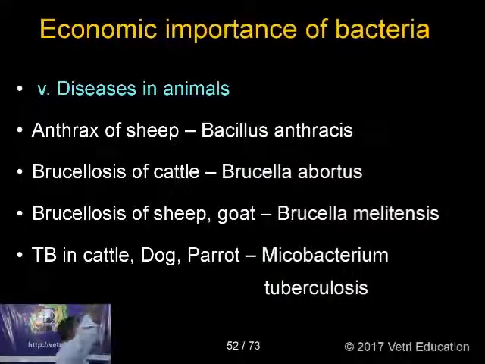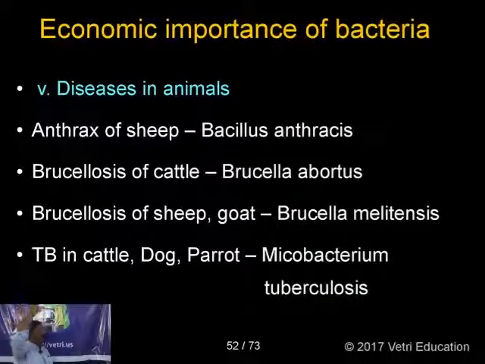And next we will see the diseases in animals. In animals, the serious disease is anthrax of sheep caused by Bacillus anthracis, and brucellosis of cattle caused by Brucella abortus, and brucellosis of sheep and goat, etc., by Brucella melitensis, and TB in cattle, dog, and parrot, that is Mycobacterium tuberculosis. So these cause the diseases: anthrax of sheep, brucellosis of cattle, brucellosis of sheep and goats, TB in cattle. These are the diseases of animals.